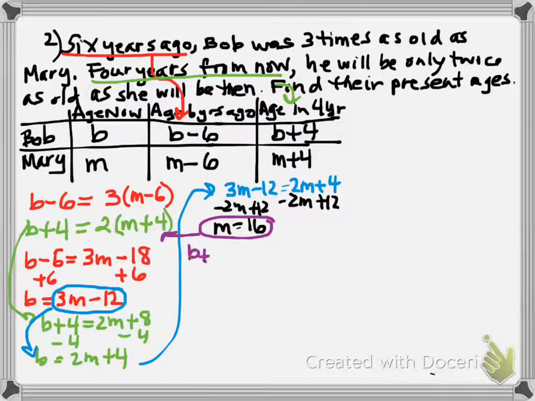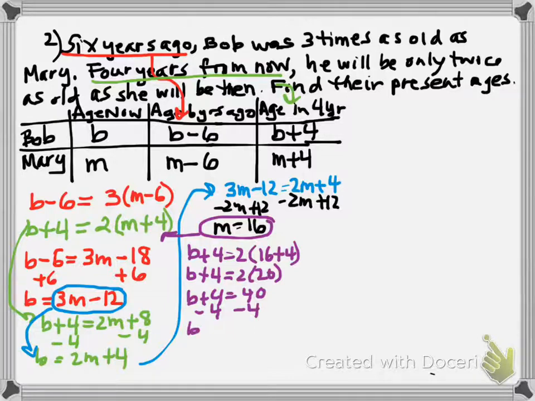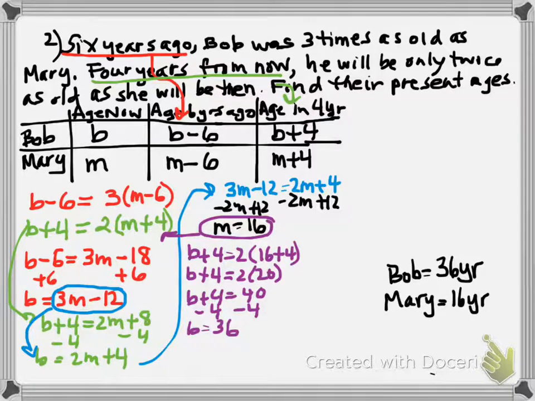So I get b plus 4 equals 2 times 16 plus 4. Simplifying, I get b plus 4 equals 2 times 20. And I get b plus 4 equals 40. Subtract 4 from both sides. And I get b equals 36. So right now, my two answers that I think I have, I'll just put them over here. Bob is 36 years. Mary is 16 years. So now I'm going to double check.